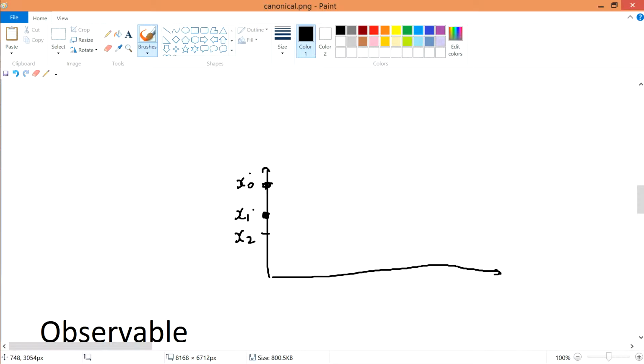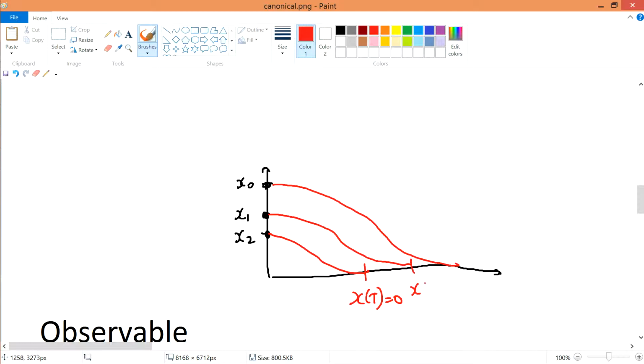If I have, for example, a multi-variable state, x0, x1, and x2, we can say that the system is controllable if and only if x2 eventually goes to 0, x1 eventually goes to 0, and x0 eventually goes to 0. Each of them has its own x of t equal to 0. Maybe I should label them as x2 of t, x1 of t, and over here x0 of t is equal to 0.